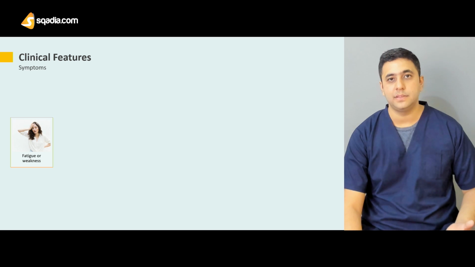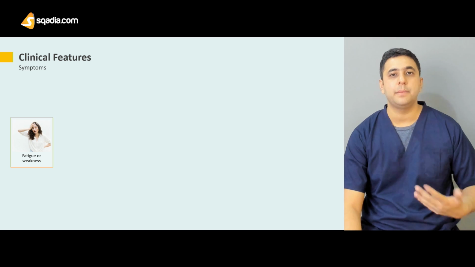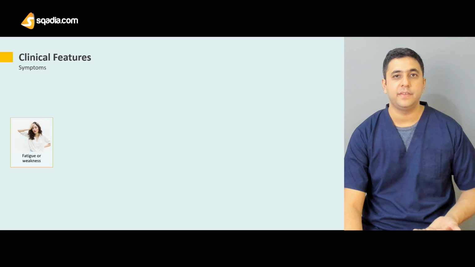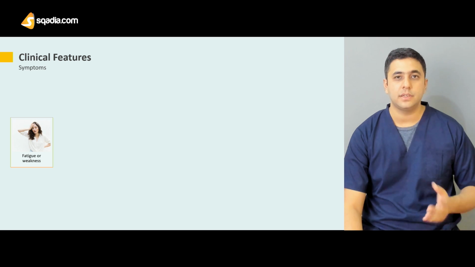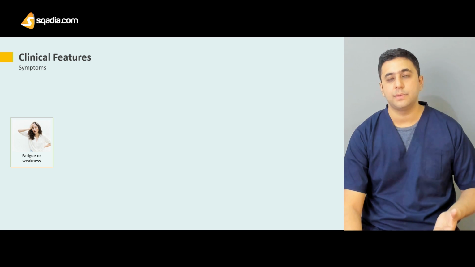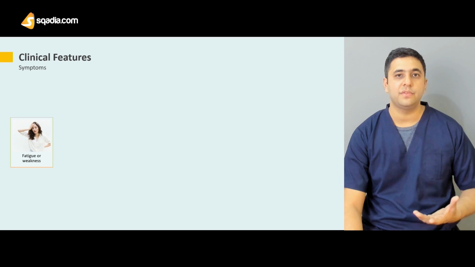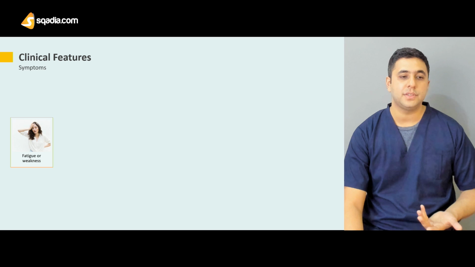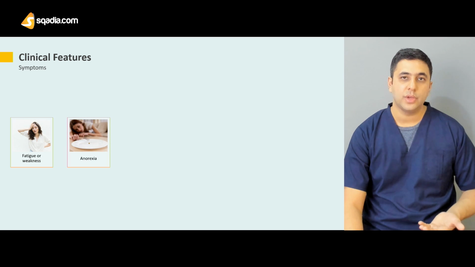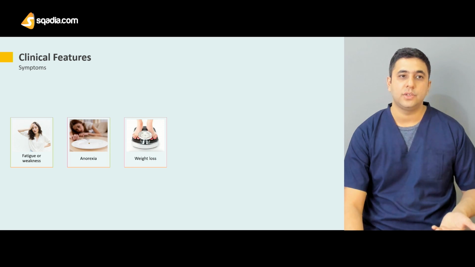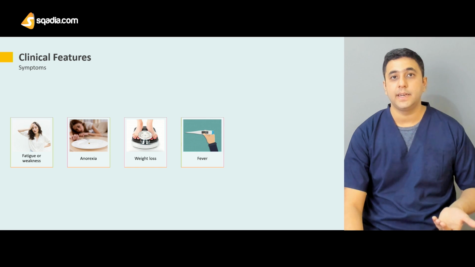This is the most common presentation, and it is because of anemia. Anemia can be normocytic, or as we are going to see in the coming slides, it can be macrocytic as well if there is a folate deficiency. So fatigue is the major presentation. Around 70% of the patients will have an initial complaint of fatigue or weakness. This is because of anemia or RBC disorder. Patients can also have anorexia, which can also lead to weight loss as well, since it is a malignancy.